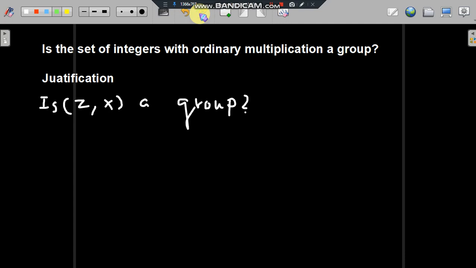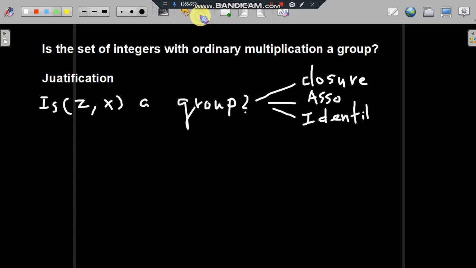Okay, so to prove that a structure is called a group, it has to satisfy 4 important conditions. First one is closure property, second one is associative property, third one is identity property, and last one is inverse property. Okay, so this is called a group. It has to satisfy closure property, associative property, identity property, and inverse property.